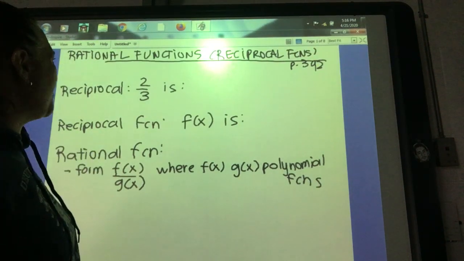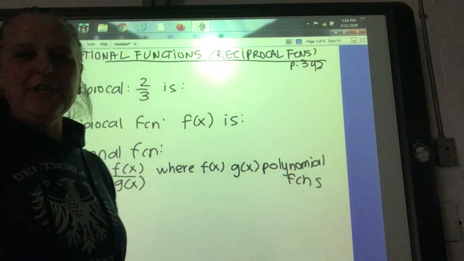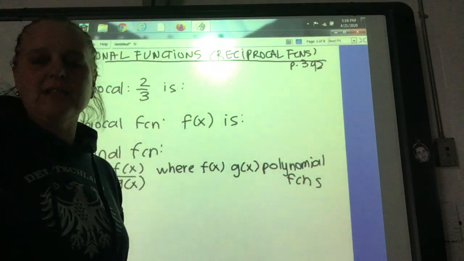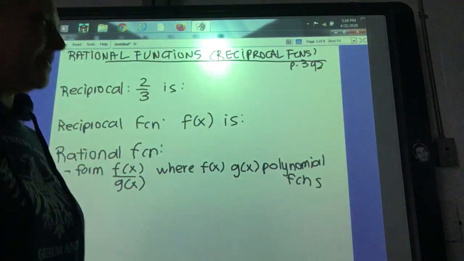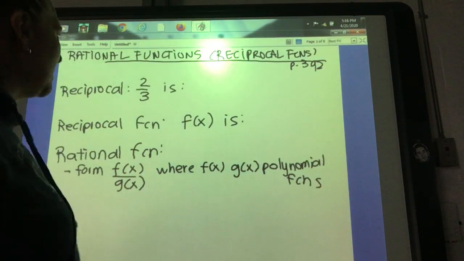Hello, welcome to rational functions. Technically, it's still part of the rational unit, but I've separated it. I didn't put it on that test. Even if we were still meeting in person, I still wouldn't have put it with that rational test. It's kind of a unit or topic on its own.